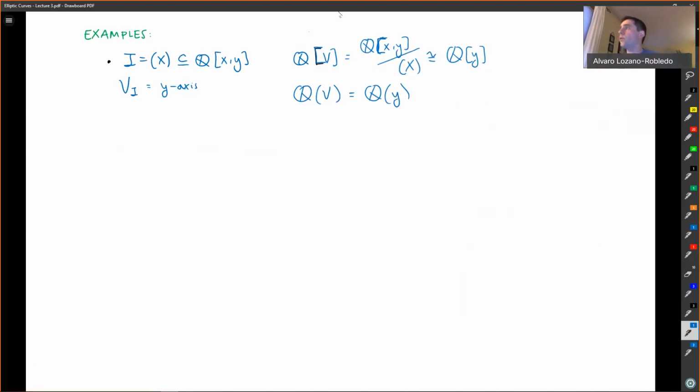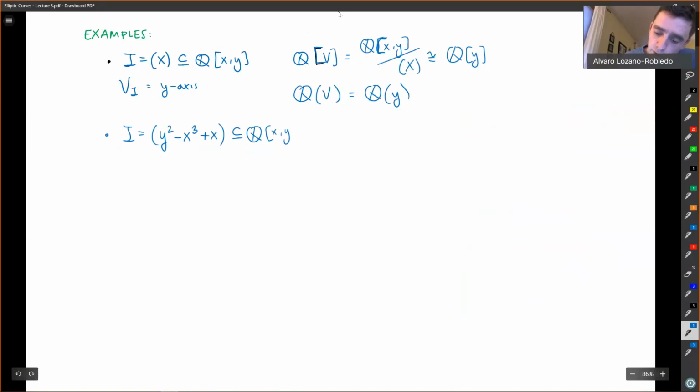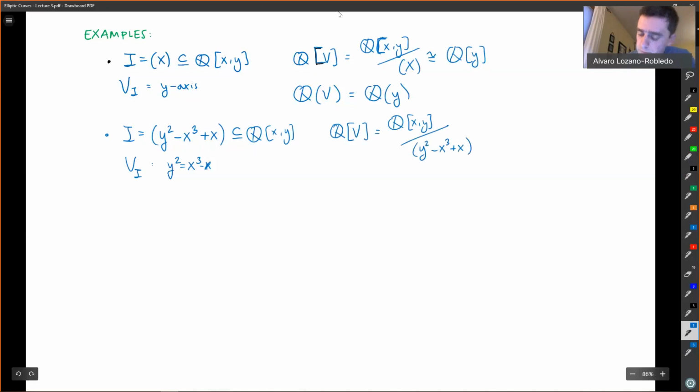Okay. What other examples did we have? How about the function field of an elliptic curve now. So remember, we had this curve, in Q adjoin x, y. The algebraic set attached to this is the curve given by this equation. And then the affine coordinate ring is going to be Q adjoin x, y modulo the ideal generated by this polynomial.